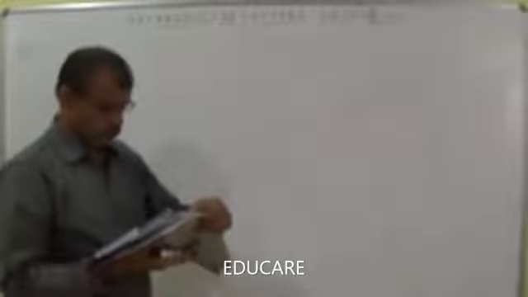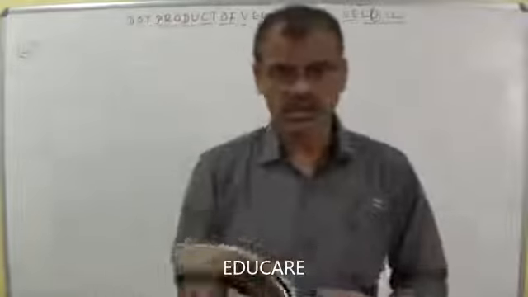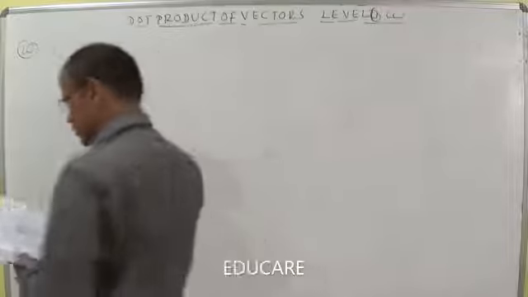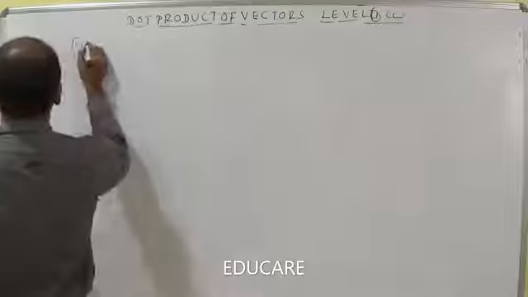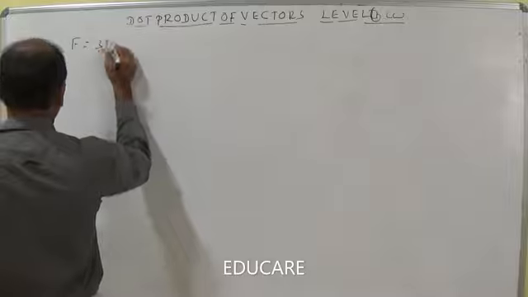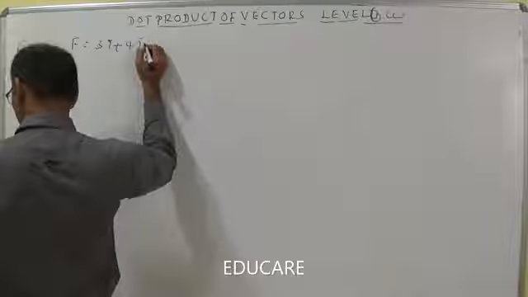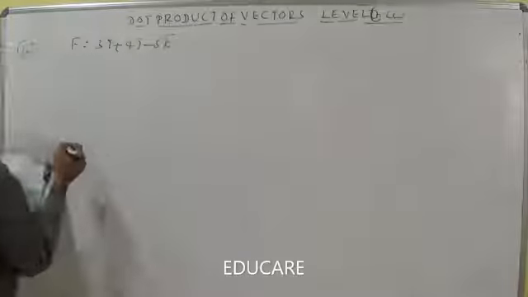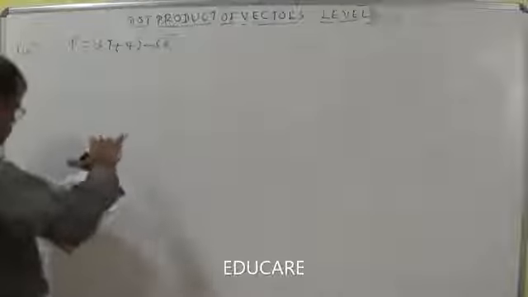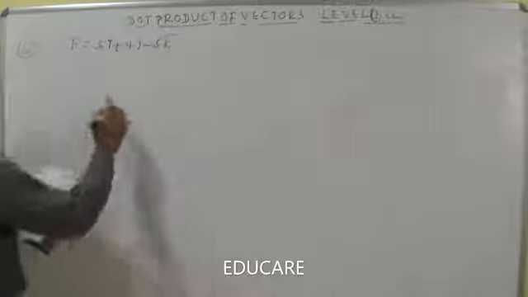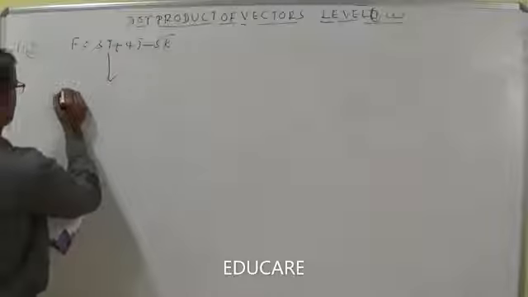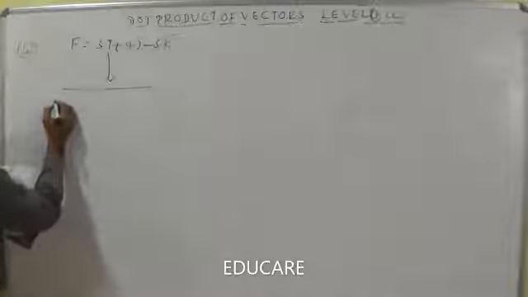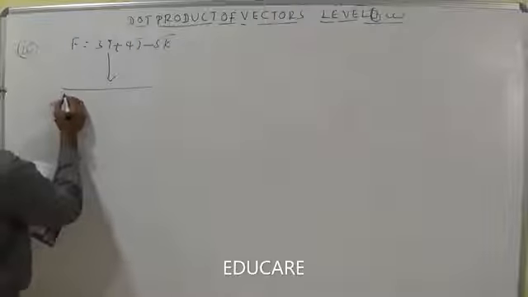A constant force acts on a particle. Here no directions are given, only a constant force. A constant force F is equal to 3i plus 4j minus 5k acts on a particle i plus 2j plus 3k and moves to a point on the z axis. Take a particle A here.